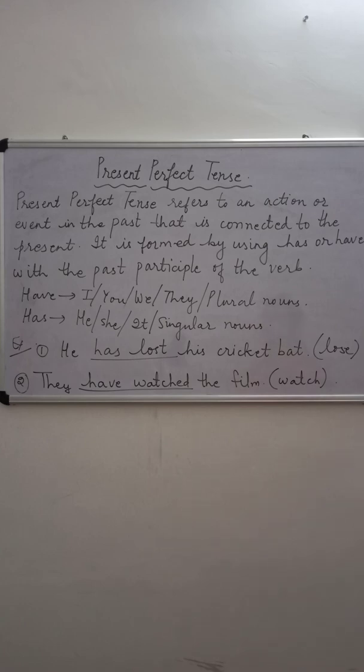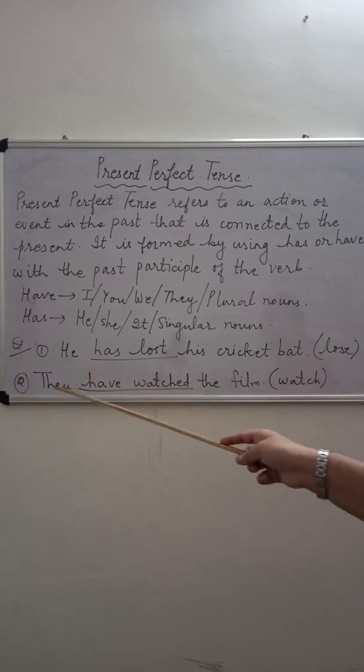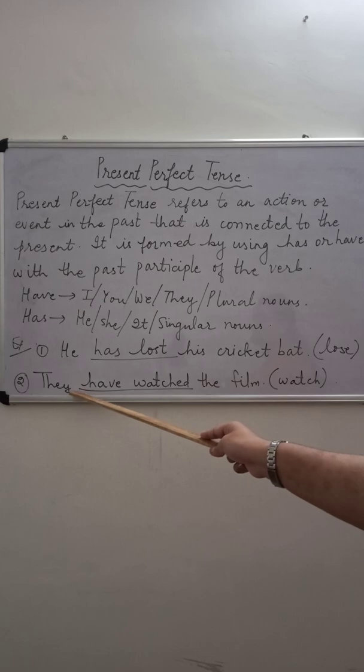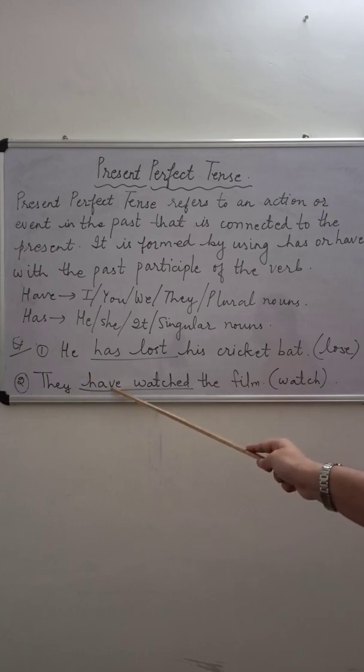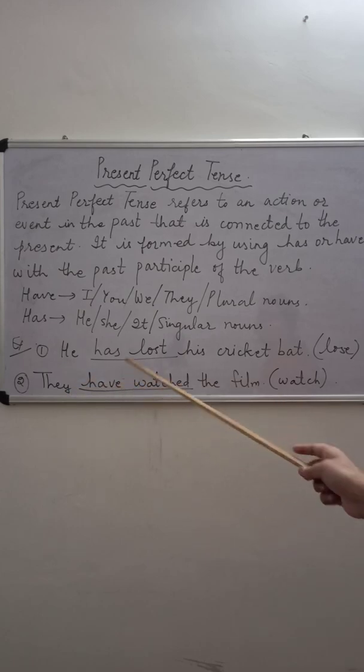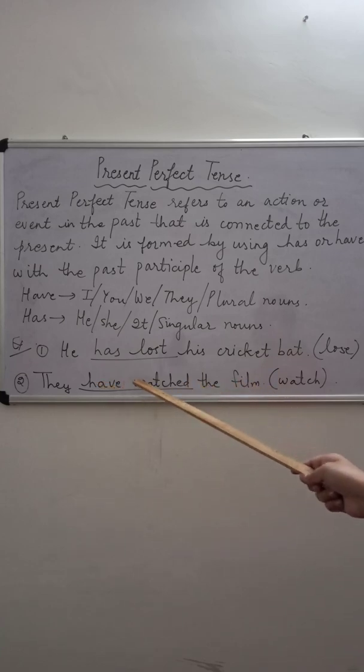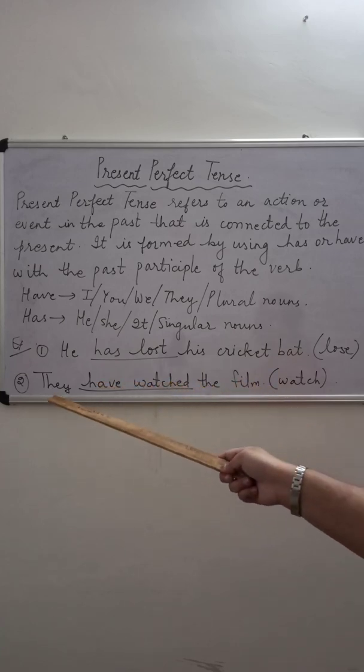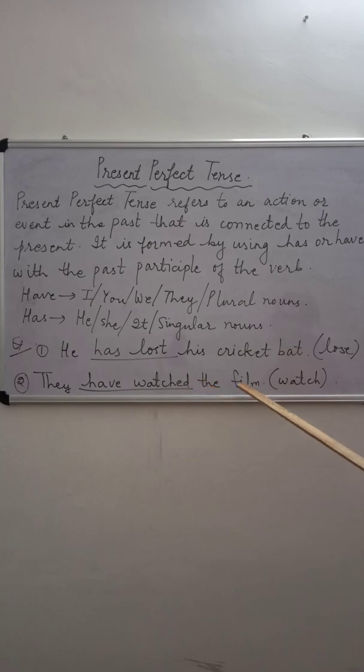Second sentence, they dash the film. We have to write in the present perfect tense form. So watch becomes, the past participle of watch is watched. And here you can see the pronoun is they. So with the pronoun they we use have. So the present perfect tense becomes have watched. So the sentence becomes they have watched the film.